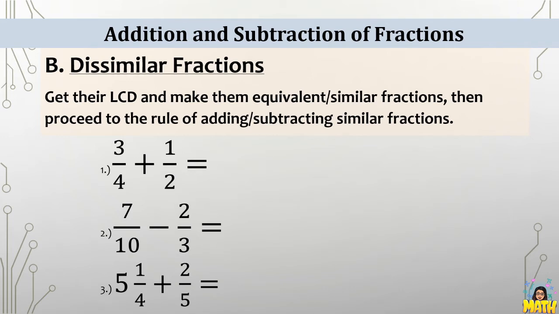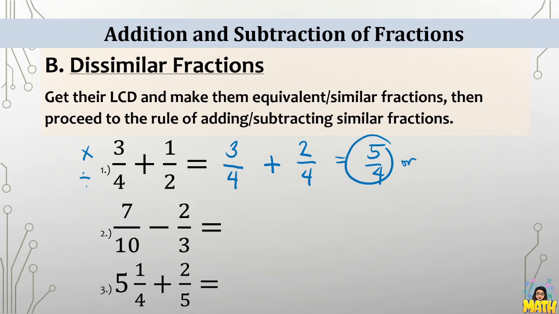Here, we have 4. So here, we divide and multiply. 4 divided by 4 is 1 times 3, 3. Copy the operation. 4 divided by 2 is 2 times 1, that's 2. And since we now have similar fractions, we add the numerator and copy the denominator. This one can be the final answer, or it can be rewritten as mixed fraction. 5 divided by 4 is 1, remainder 1. So that will be 1 and 1/4.